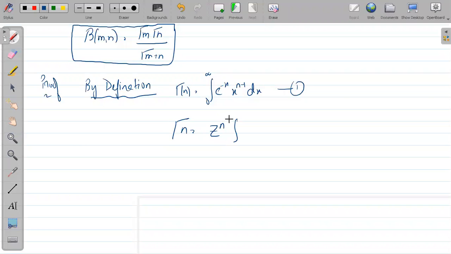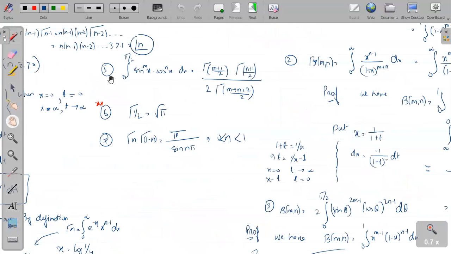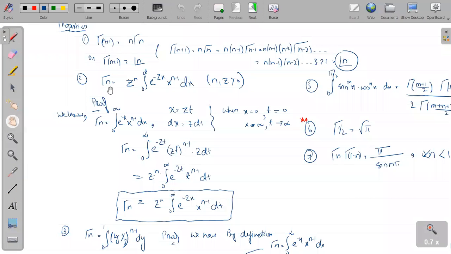z is what? Any random value you can put, just positive it should be. e to the power minus zx I am writing. Try to understand. x to the power n minus 1 dx. So from where it is coming, if you forgot, let me explain. It is coming from property number 2. I am using this property. Those who have not understood, please observe here. Gamma of n upon z to the power n, z can be anything positive. So I hope you have understood this part.